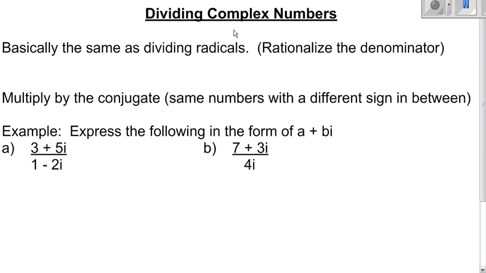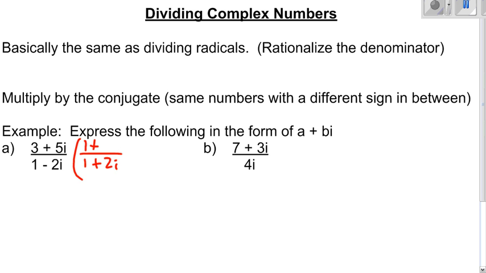When you're dividing complex numbers, it's really the same as dividing radicals. You have to rationalize the denominator. And the process is pretty much the same too. You multiply by the conjugate, and the conjugate's just the same numbers with different sign in between. So we're going to multiply by the conjugate of the denominator. So 1 minus 2i would change to be 1 plus 2i.